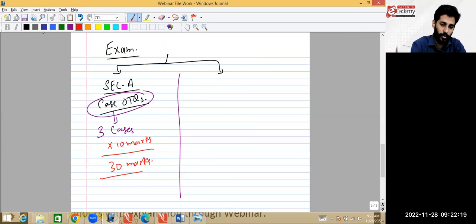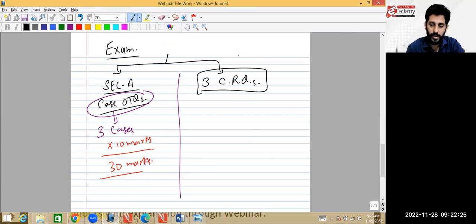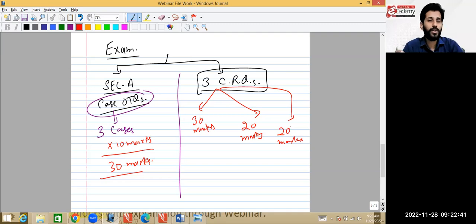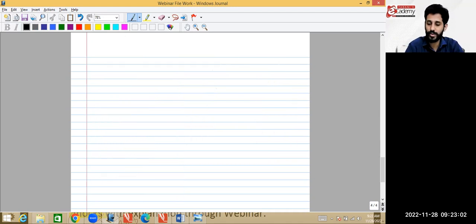So these are three case OTQs, and there are three CRQs. The first is worth 30 marks, the second is for 20 marks, and the third is also for 20 marks. And that's all your examinable content. I advise you to attempt the case OTQs first, and solve first those questions which you know you can easily handle. All right, so this is your exam pattern of AA Audit and Assurance. Now I'm coming to the frequently examined requirements when it comes to CRQ.